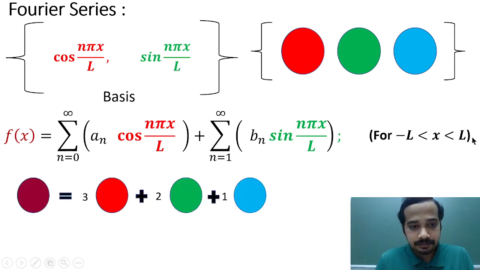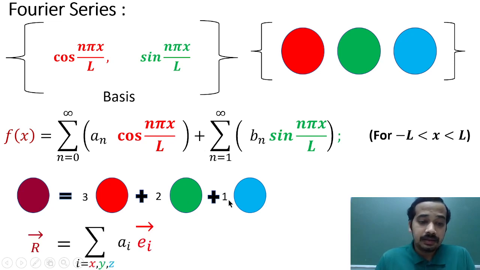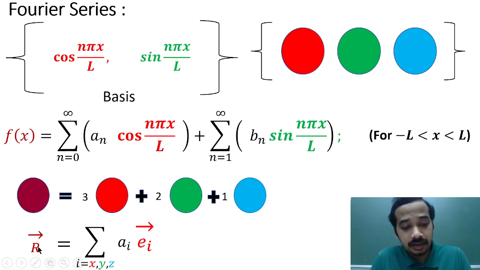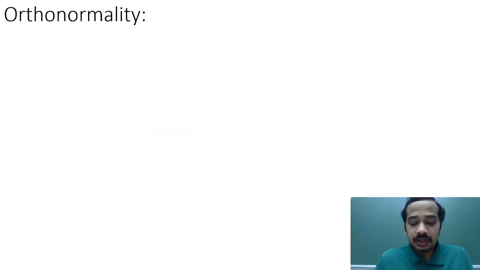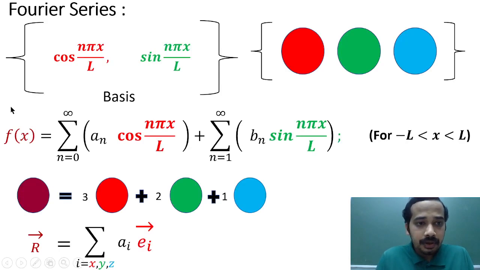This concept is very similar to obtaining any other color by combining three basic colors, red, green, and blue. It is also similar to obtaining any other function by linearly combining cos(n pi x/L) and sin(n pi x/L). And it is very similar to obtaining any other vector in three dimensions by combining unit vectors in a different ratio. We shall see the properties of these basis functions.